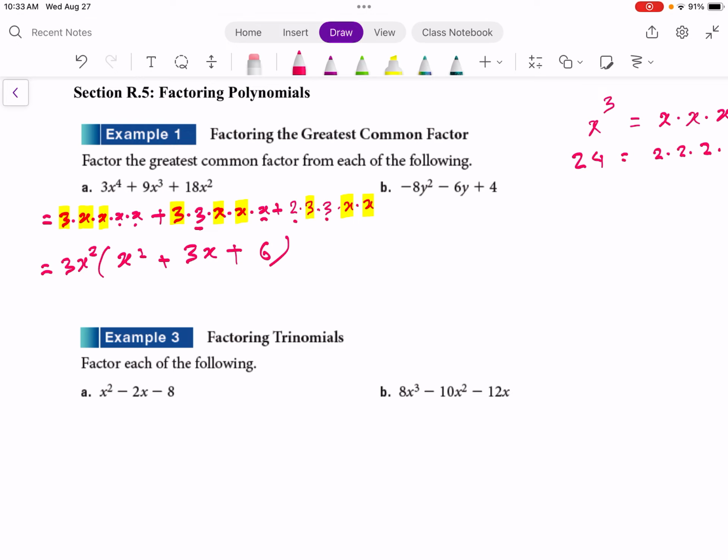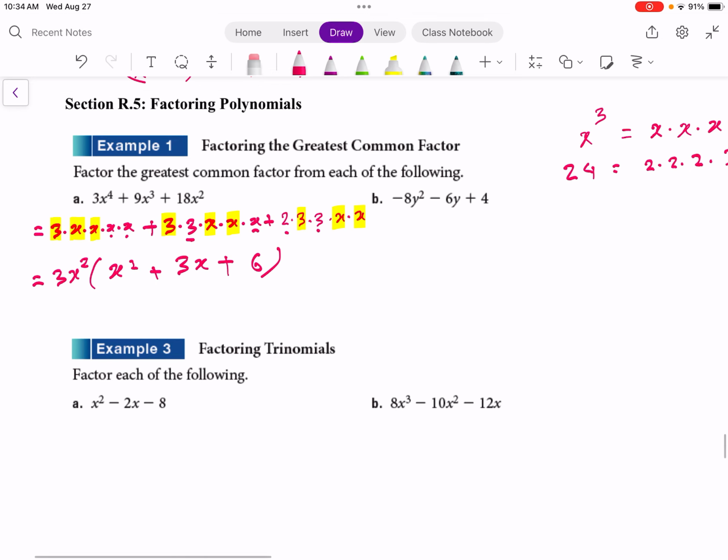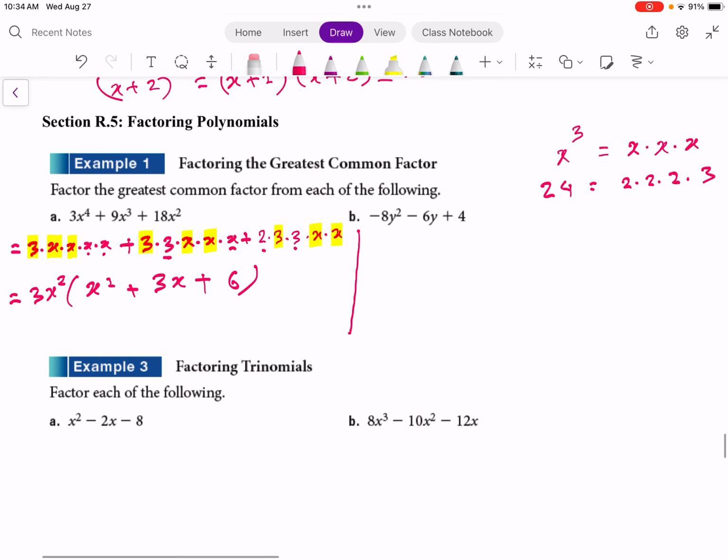And if you can see 3x squared without the first step, you can do that. You can always skip the first step. Now let's go to number B. What will be the common factor in each term? Do we have any common factor?